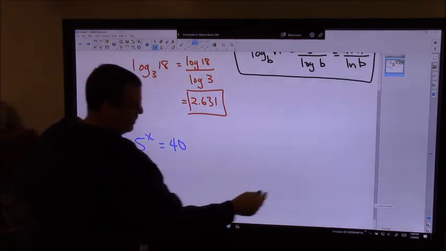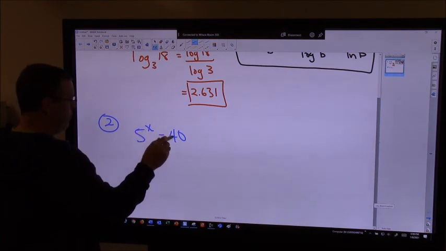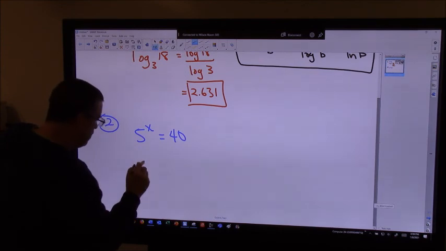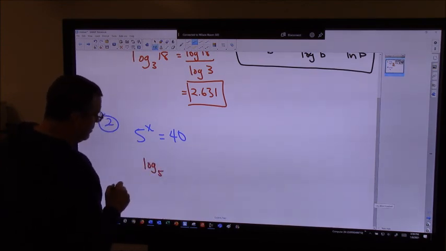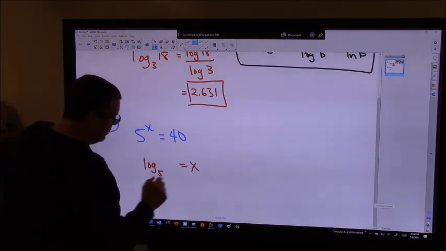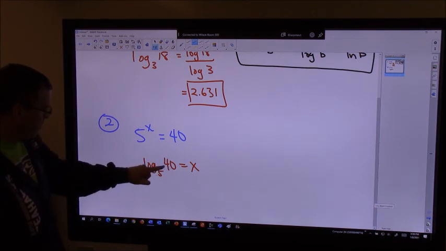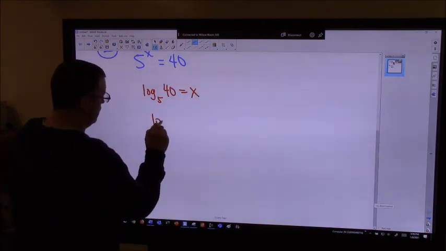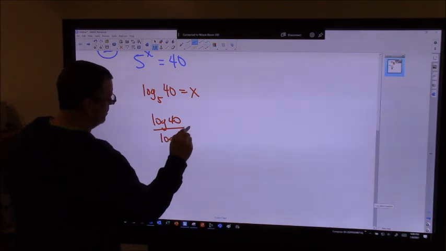All right, so I would look at this and say, well, 5 raised to what power equals 40? This is exponential form. I'm going to change it back to log form. So log base 5 of some number equals the exponent, which that some number would be 40. And now we're saying 5 raised to what exponent equals 40. And so to do this, I need to do the change of base formula. So I'm going to say this is log of 40 divided by log of 5.